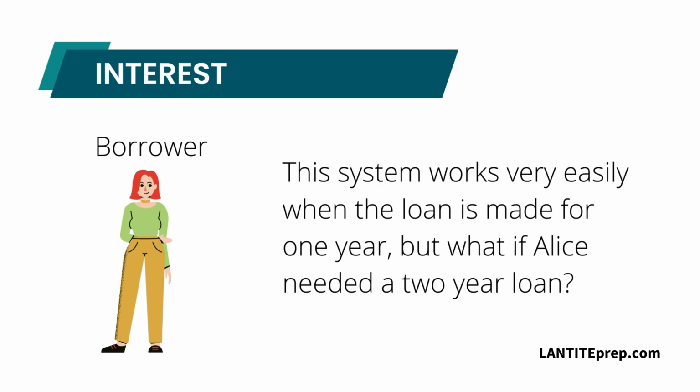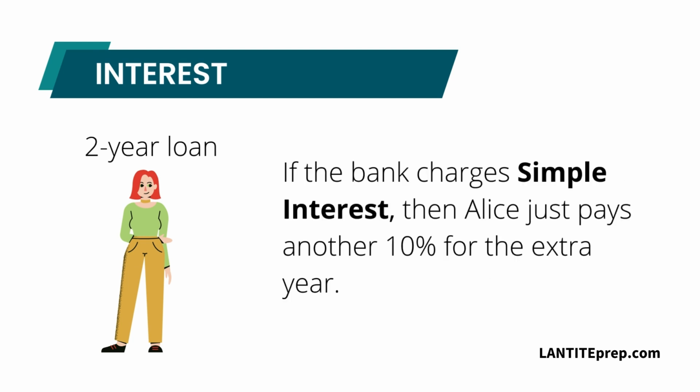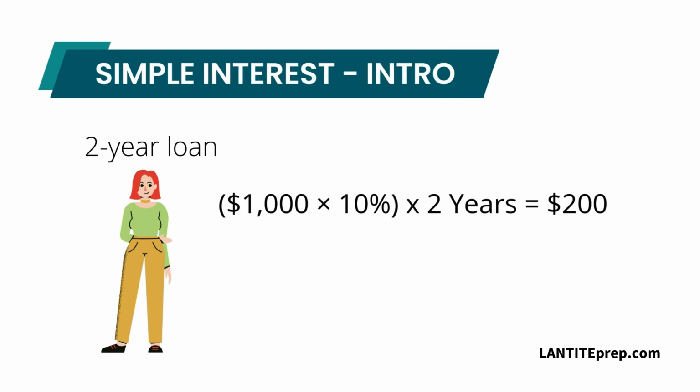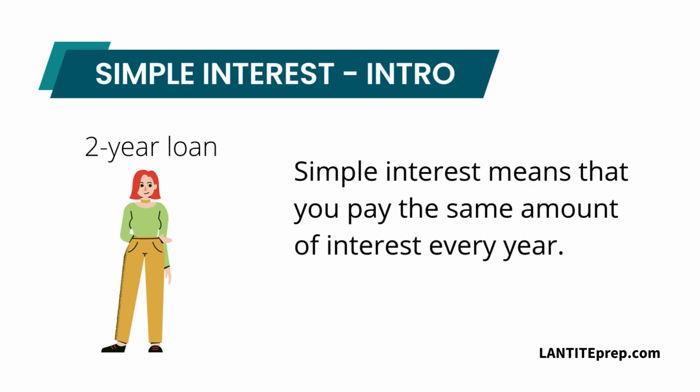This system works very easily when the loan is made for 1 year, but what if Alice needed a 2-year loan? Well, if the bank charges simple interest, then Alice just pays another 10% for the extra year. And the math looks like this. $1,000 times 10% times 2 years equals $200 of total interest to be paid. This means that simple interest means that you pay the same amount of interest every year.